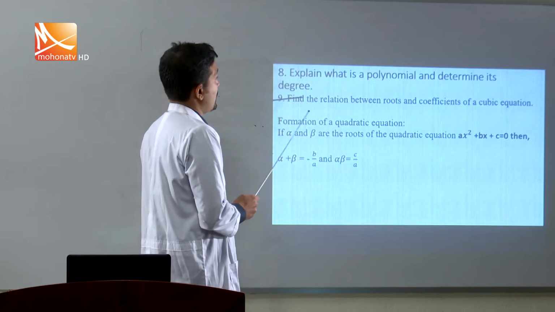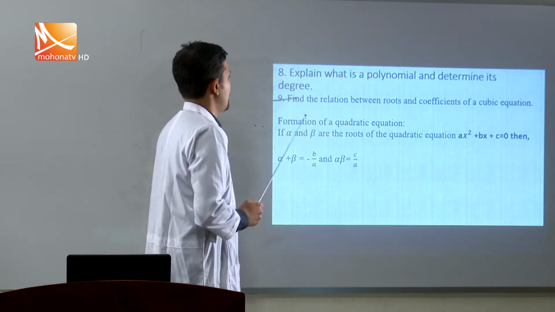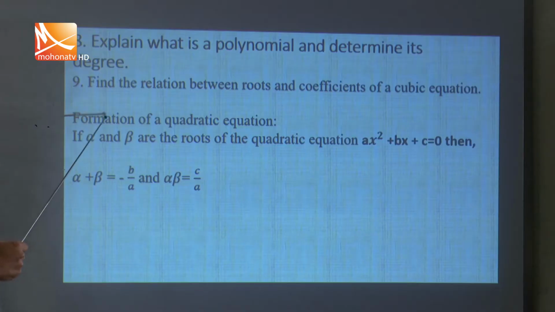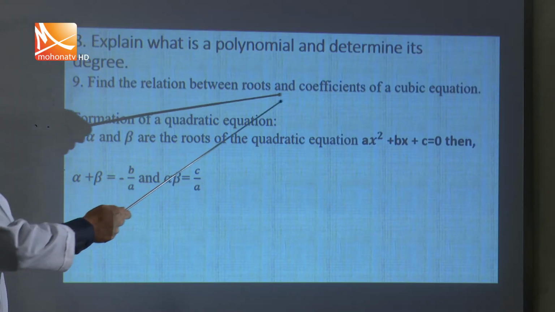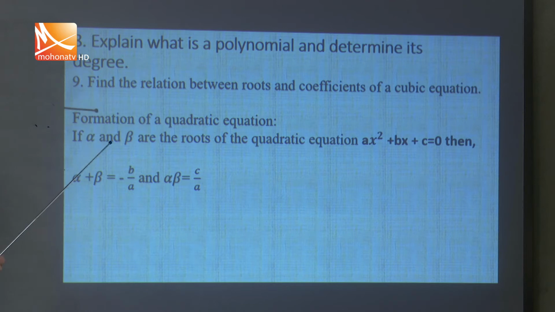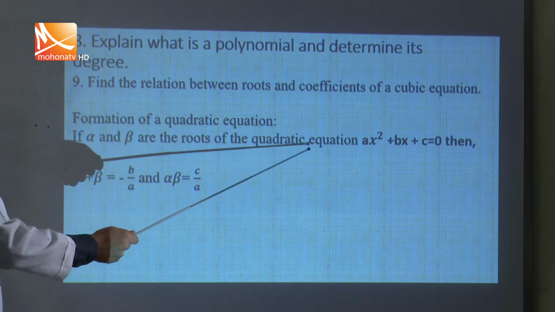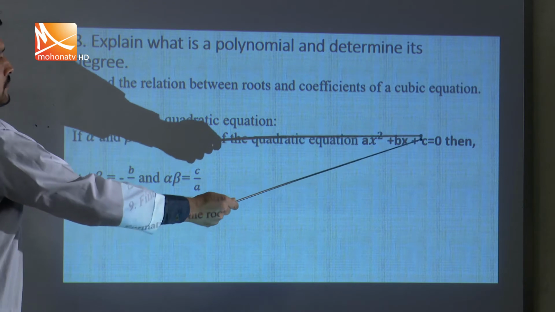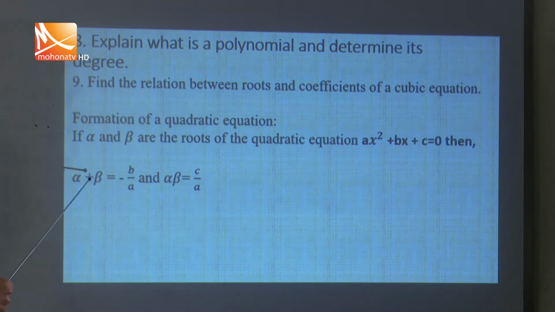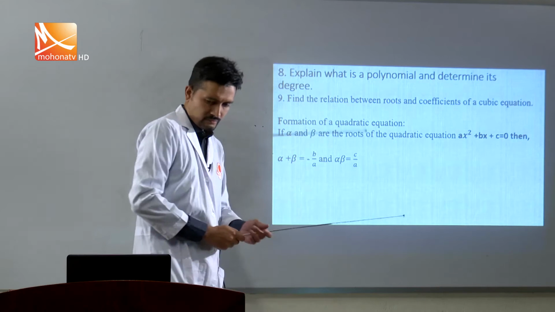Number 8. Explain what a polynomial is and determine its degree. Number 9. Find the relation between roots and coefficients of a cubic equation. Formation of a quadratic equation. If alpha and beta are the roots of the quadratic equation ax square plus bx plus c equals 0, then alpha plus beta equals minus b by a and alpha beta equals c by a. This is the sum of the roots and the product of the roots of the equation.